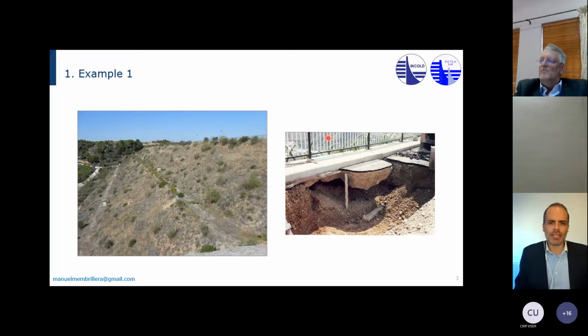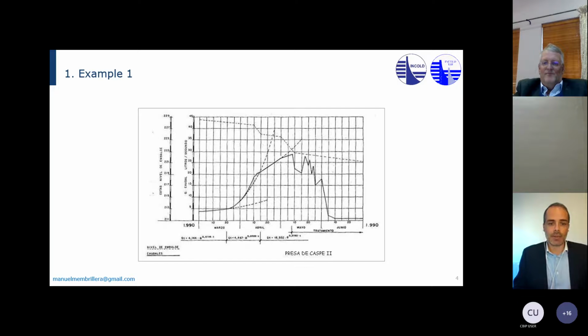So you can see that this is what appeared at the crest of the dam, a sinkhole of several cubic meters because of an internal erosion process. And so here's some information. You can see this is 1990. So the year is 1990. And this is the seepage rates with pool levels.